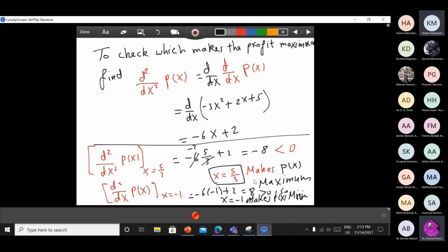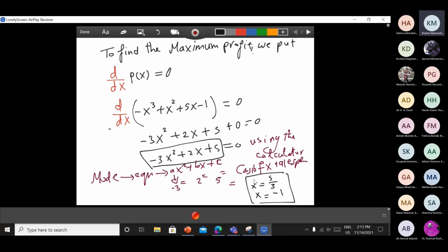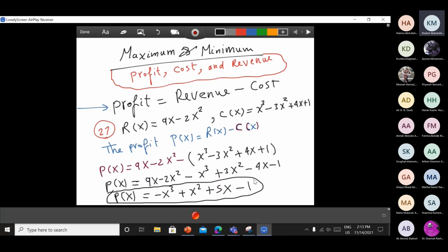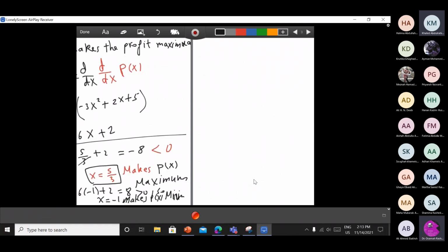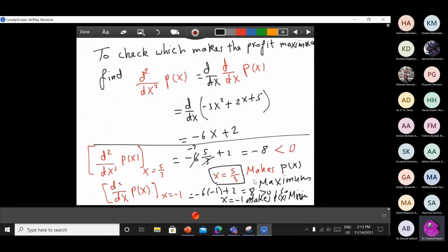Doctor? Yes. What if we have two negative numbers? Can it be possible? You mean, for this one, if you substitute this one negative and negative?